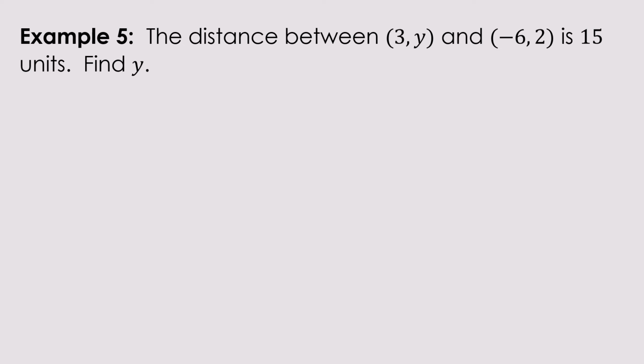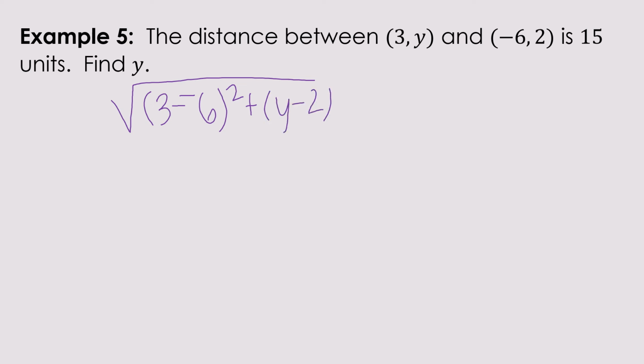Find y. So we're going to set this up with the distance formula, and then we're going to solve for y. So, all right, we got the square root. We have 3 minus negative 6 squared plus y minus 2 squared equals 15. Then we're just going to solve. So I'm going to simplify the inside a little bit. I'm going to do the 3 minus negative 6, which is 9 squared, and 9 squared is 81. So I'm going to make this look a little bit better by changing that to 81.